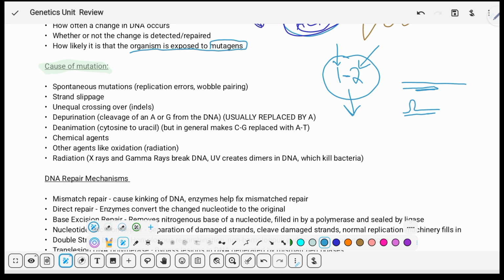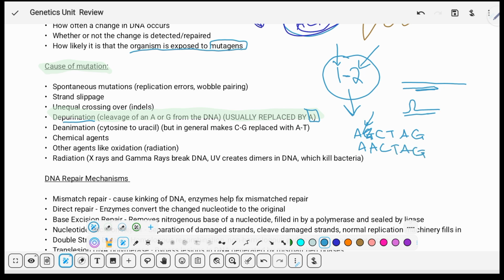We have depurination, which you should know. It is an important thing. Cleavage of A or G from the DNA, and it is usually replaced by A. So basically, depurination is taking the purines out of the DNA. If we have a sequence that goes A, G, C, T, A, G, depurination would be this G is cleaved out. Usually, because these happen so frequently, they just replace it with an A. So now it would be A, A, C, T, A, G.